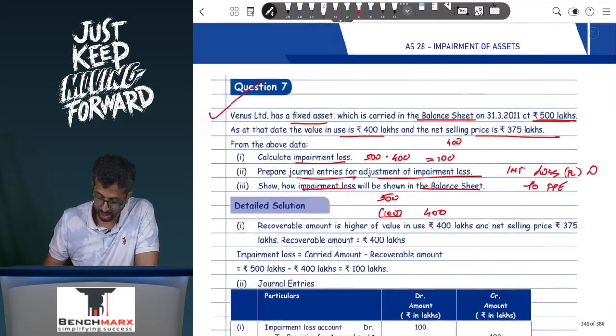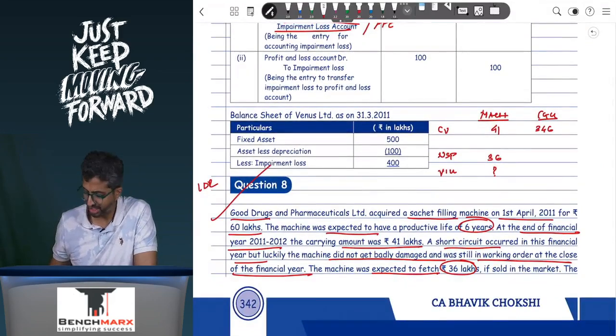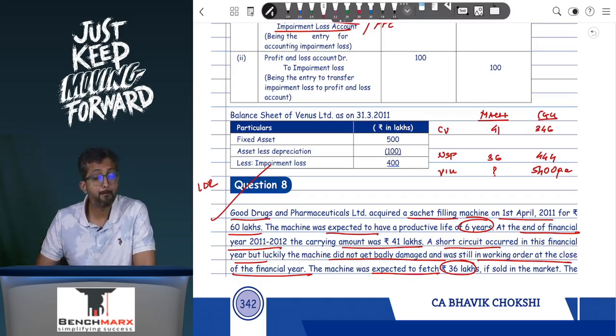Discuss the applicability of impairment loss. So over here, if I look at the carrying value, this is 346 lakhs. Compare this 346 lakhs with the net selling price of 444, or value in use is 54 crores or 5,400 per annum. So minimum I can get 444, and hence is the CGU impaired?